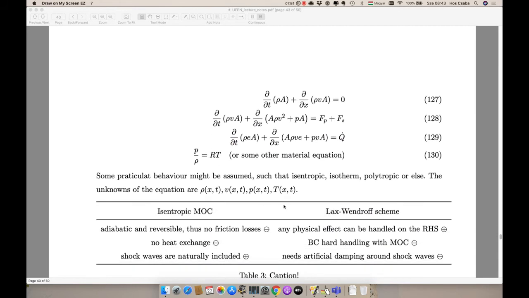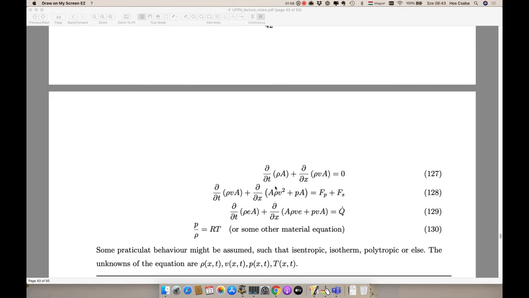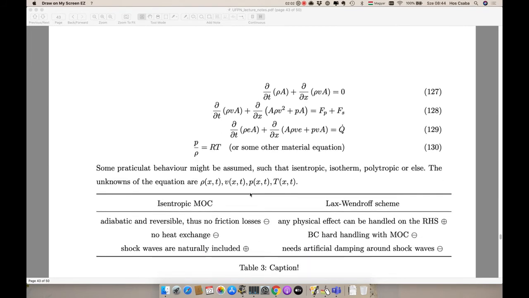This is very similar to what we have already done, and probably it's worth speaking about the solution strategies. We will solve this set of equations by two techniques. The first one is the isentropic method of characteristics that I will provide today. And the other one is another general solution technique, which is called the Lax-Wendroff scheme. Before we start anything, let's compare them.